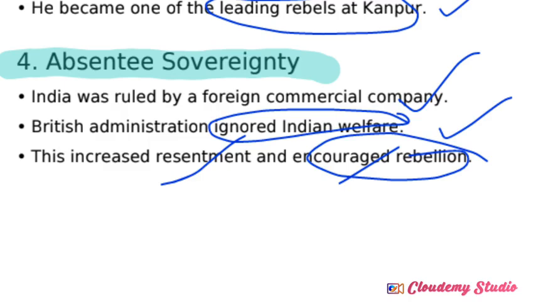So till here I have explained the political causes for the first war of independence, which are very important for your board examination. That's also why, while teaching and explaining, I informed you: please note down all the important points and prepare well for the board exam from today itself.